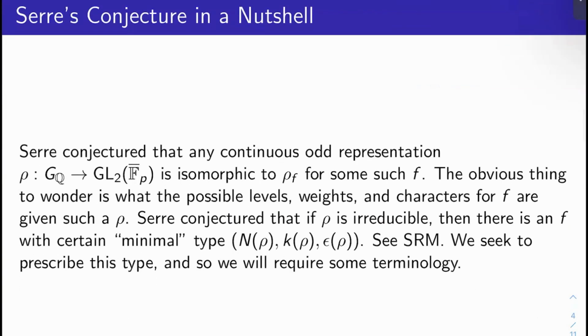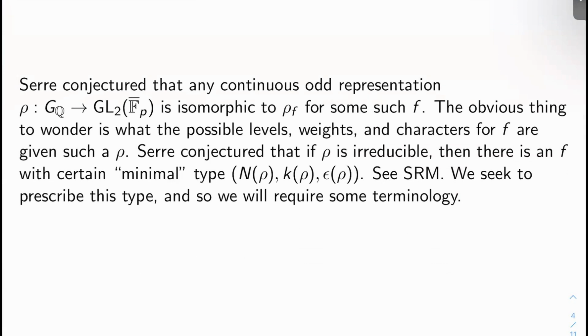Okay, Serre's conjecture in a nutshell. Serre conjectured basically that any continuous odd representation rho from G_Q to GL_2 of F_p bar should be isomorphic to rho_f for some such f above. Okay, what's the obvious thing to wonder, right? What possible levels, weights, and characters for f are you going to find if I give you such a rho? Okay, well, Serre's specific conjecture is that if rho is irreducible, there is an f with a certain minimal type, N(rho), k(rho), epsilon(rho). Okay, and you can see the Serre conjecture paper for this. We referenced this paper many times.